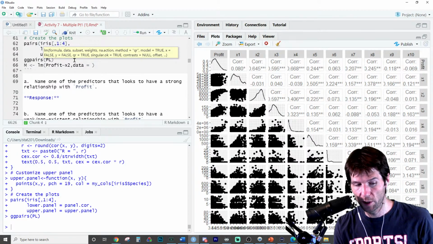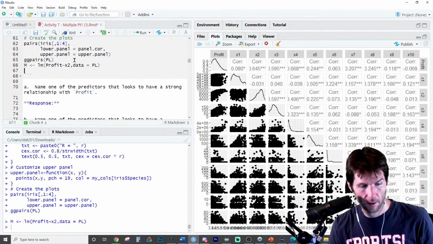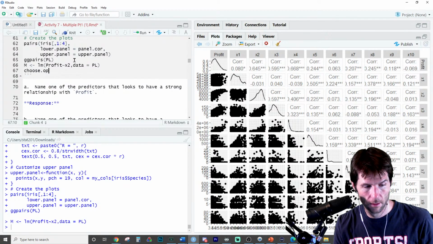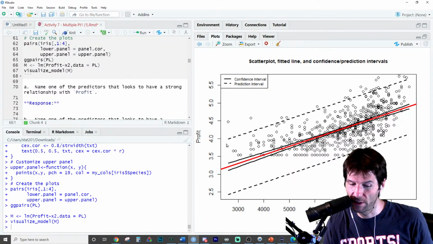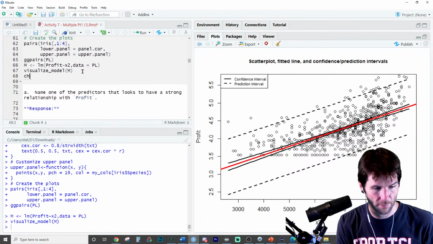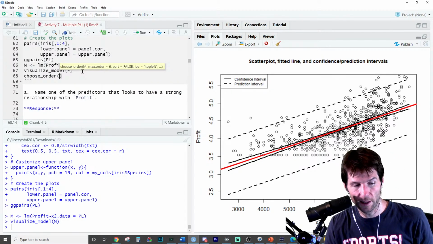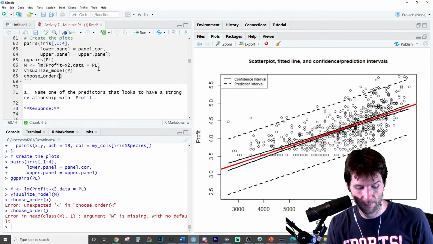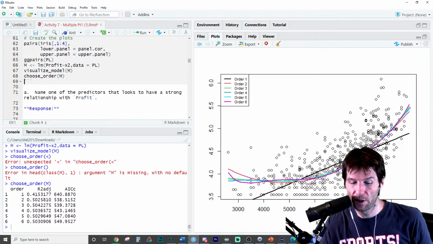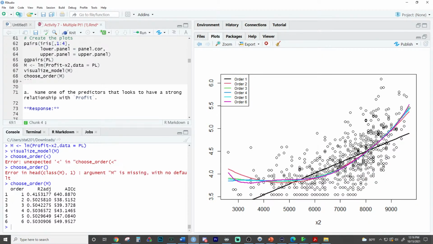We're just doing a simple regression right now. I'm going to show you a trick. Watch this. First off, let's visualize our model. So here's the model, and does that line go through it? No. This function we'll be learning next week, the choose order function, shows you higher order polynomials, if you can get it to run. The choose order is going to see if a higher order polynomial goes through the data. So X2 looks like it needs a higher order polynomial that would bend through the data.